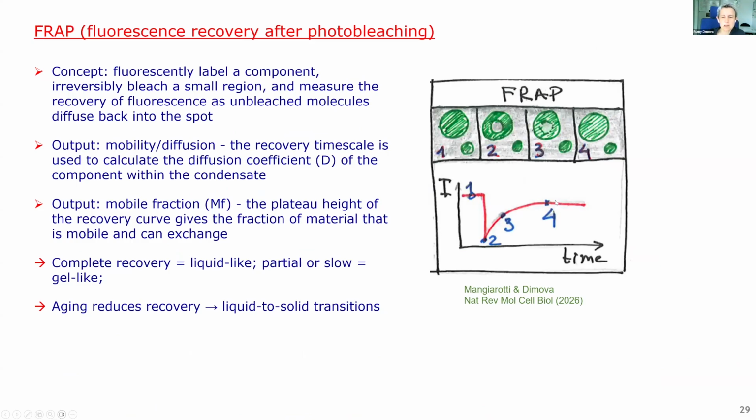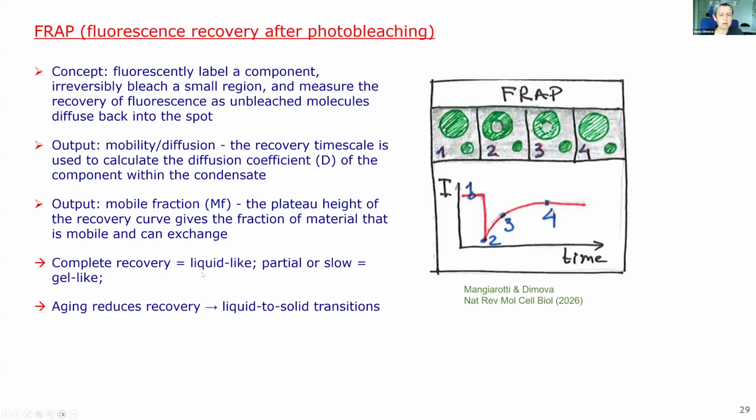It recovers. The recovery time would give you information about the diffusion of your fluorophore inside the condensate. You can even use a diffusion coefficient if you have a decent recovery. Another output parameter is the so-called mobile fraction or immobile fraction, which is the one that is left over here. So if you don't have a full recovery, this means that some molecules are immobile, which becomes even more dramatic if your condensate is aging, for example.